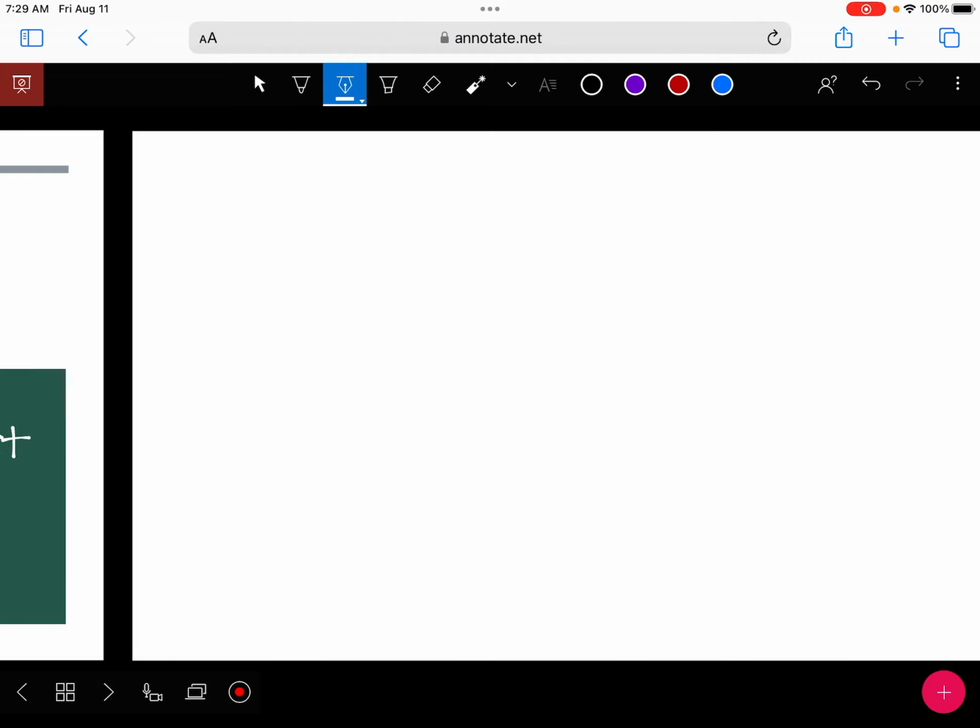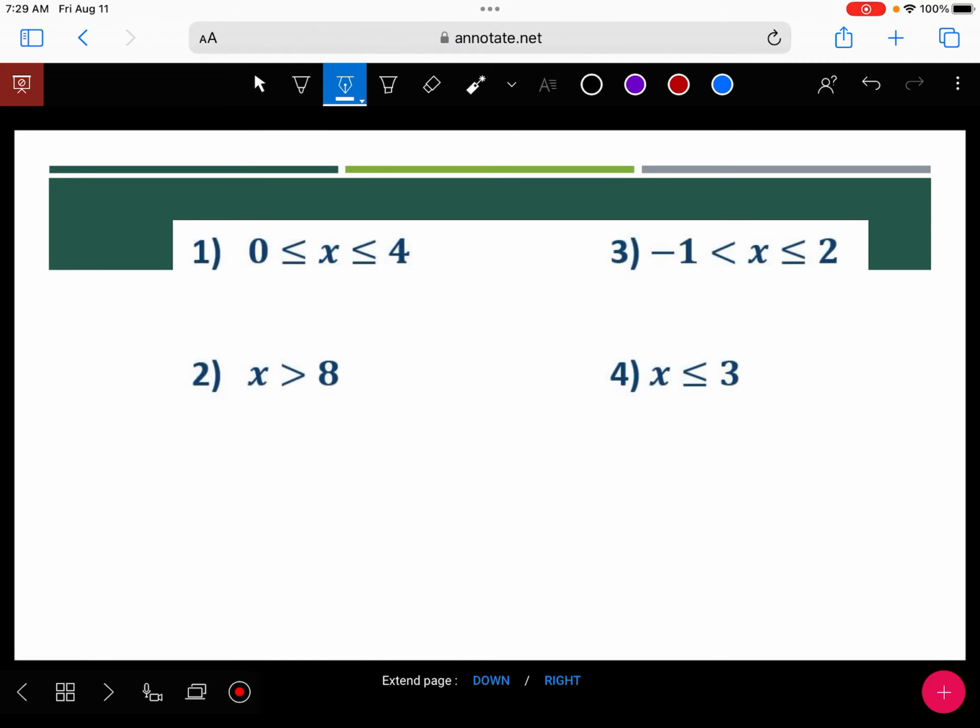Okay, so let's go ahead and go back here. So for this interval, it says 0 is less than or equal to x, which is less than or equal to 4. So the smallest number in the interval is 0, and the largest number is 4. And because x equals both of those, they would both get a bracket. So that is just another way to say that, except we're doing it in interval notation.